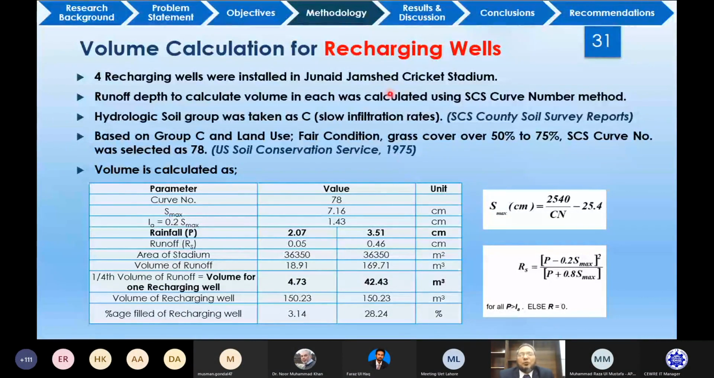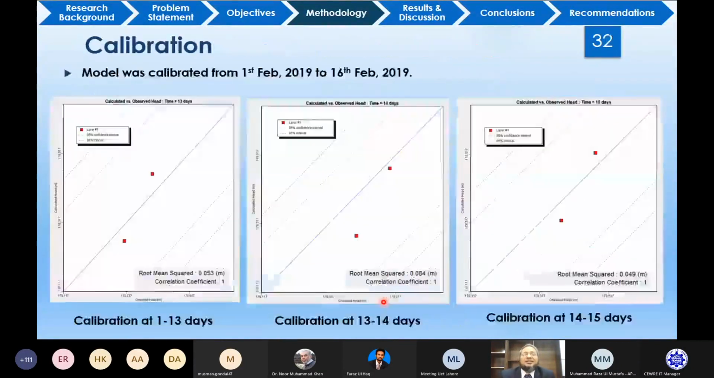then these are the volume calculations. If you see here, only 20 millimeter rainfall occurred, and 4.73 cubic meter was the volume of surface runoff which went into the recharging well. But the capacity was 150, and when there was a rainfall of 35 millimeters, only 42 cubic meter of the water entered as surface runoff. The capacity was much higher than it.